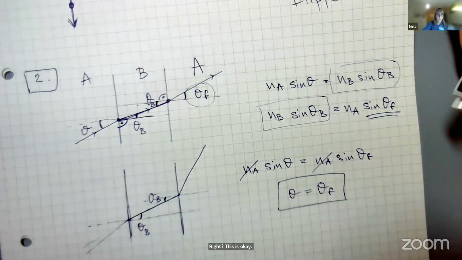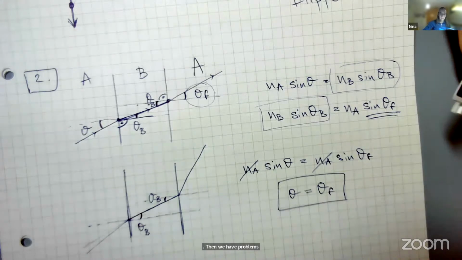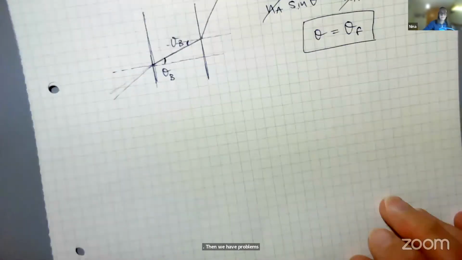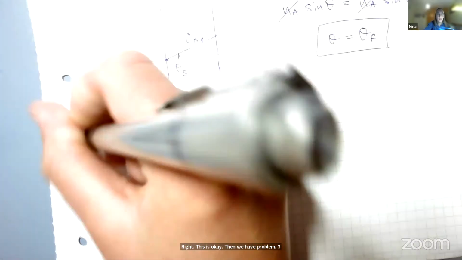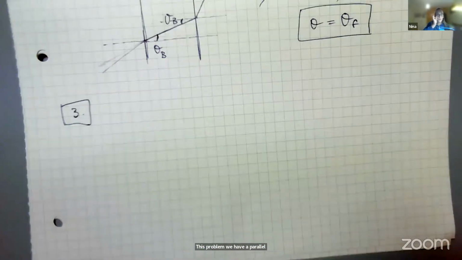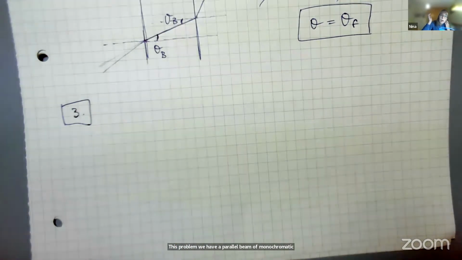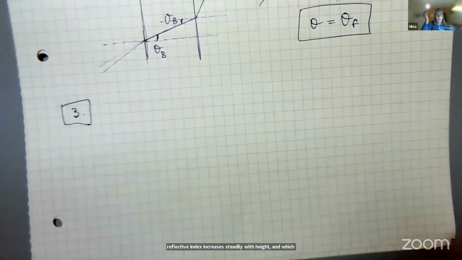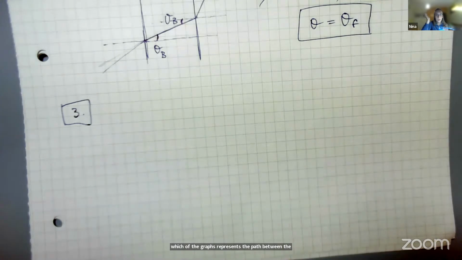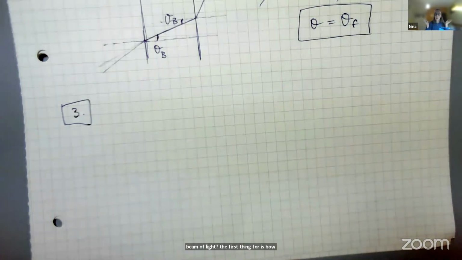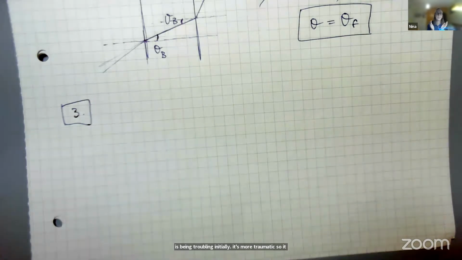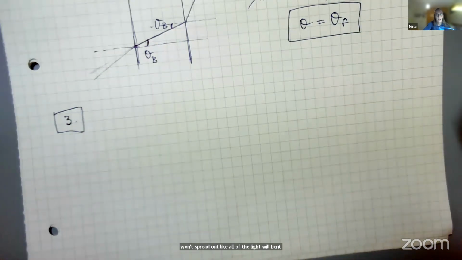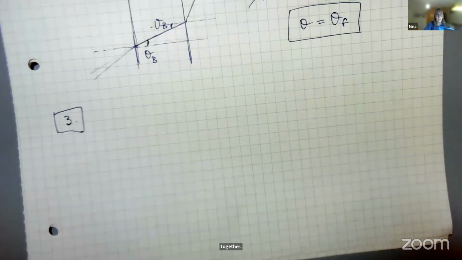Then we have problem 3. In this problem, we have a parallel beam of monochromatic light initially traveling in a direction above the horizontal enters a region of atmosphere in which the refractive index increases steadily with height, and which of the graphs represents the path of the beam of light. So first things first, how is the beam traveling? Initially, it's monochromatic, so it won't spread out, like all of the light will bend together. Good. They say initially it's traveling in a direction above the horizontal.